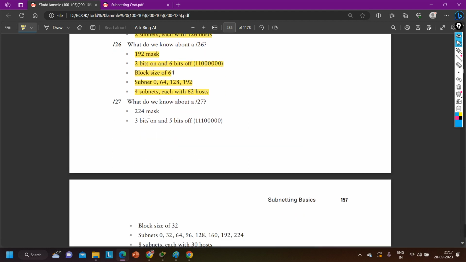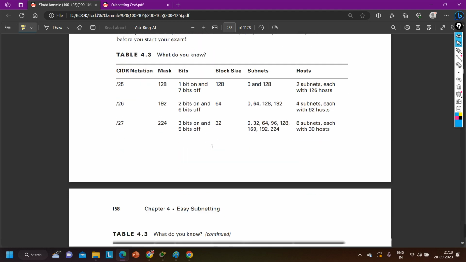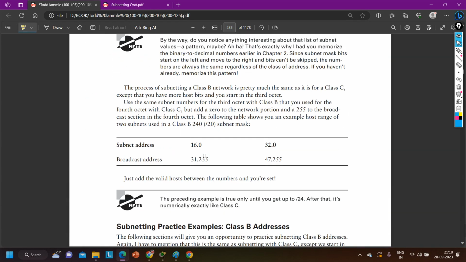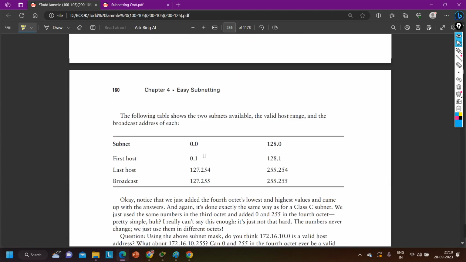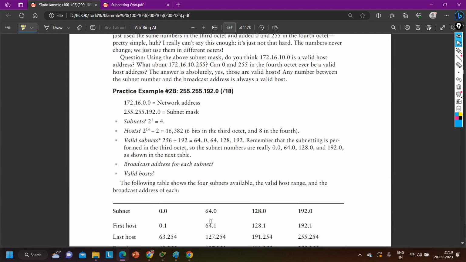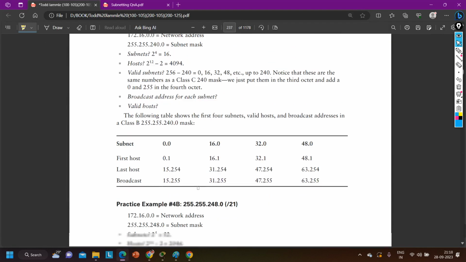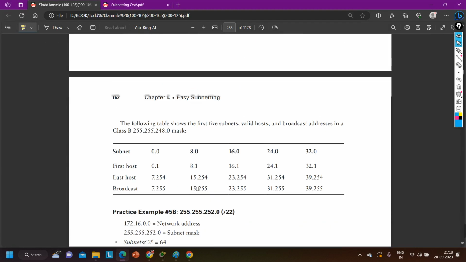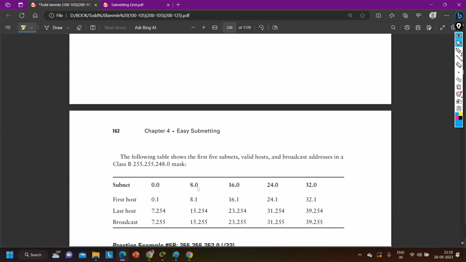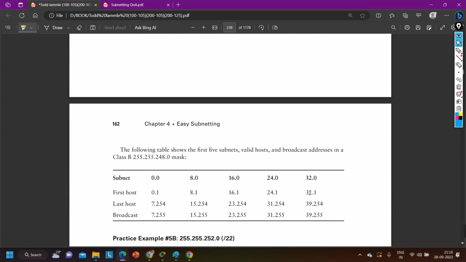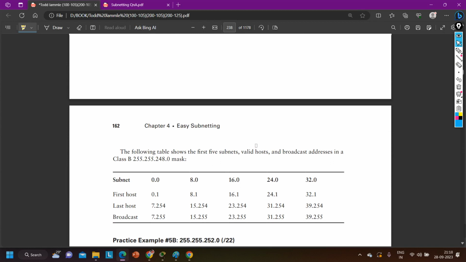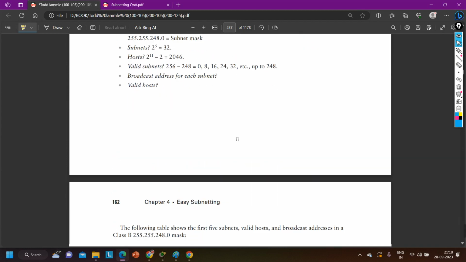With slash 27, you can see the subnet mask will be this one, 224, 3 bits on and 5 bits off. And let me find the question of this section also. For class B, I have given you an example of slash 21. So let me check 21 and the last octet value. Last subnet is with slash 21.